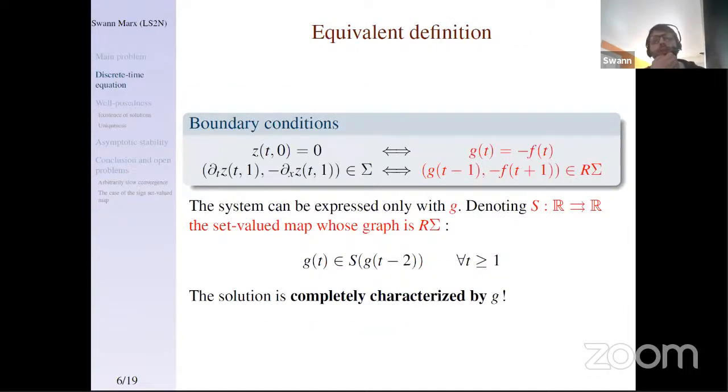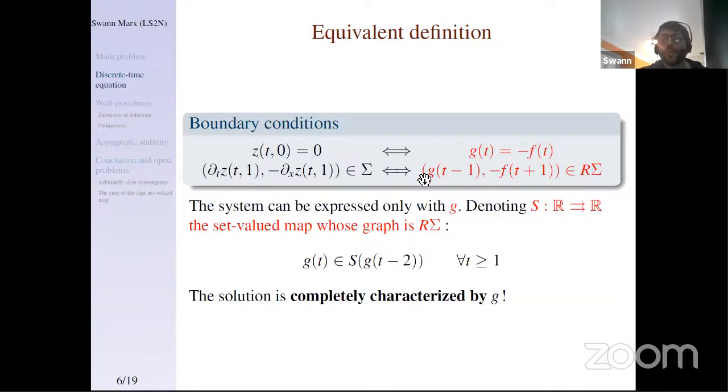So from now on, we didn't use the boundary conditions. And in fact, for such an equation, all the dynamical behavior of the system happens in the boundary conditions. So from the first boundary condition, we can make a link between G and F. Okay, so G is equal to minus F.